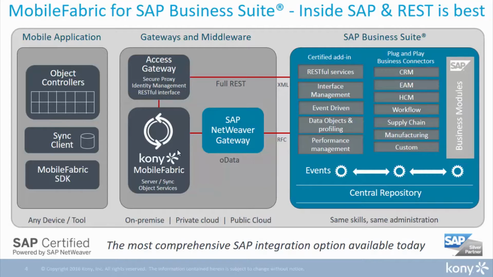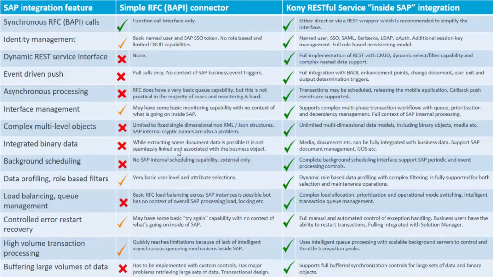customer projects globally. If we do a side-by-side comparison of a simple RFC BAPI connector and our RESTful inside SAP approach, you can start to see the real limitations of using straight RFC function calls. Incidentally, the SAP mobile platform SMP and Fury also suffer from the same architecture limitations as a simple RFC BAPI connector. On the left-hand side of this chart are listed the key integration features that we believe are mandatory for delivering B2E mobile solutions that are robust and scale well.